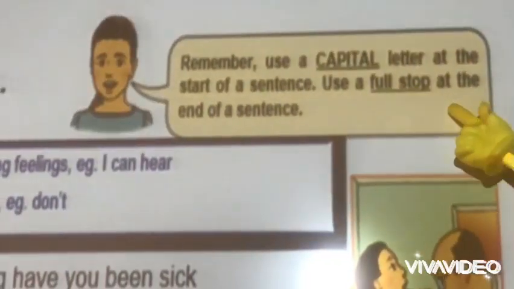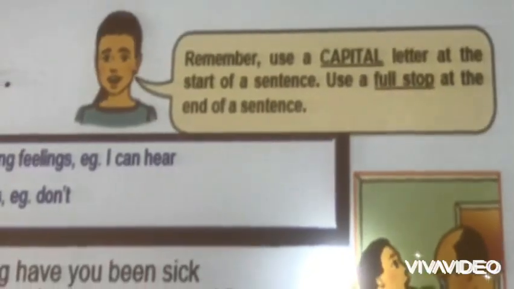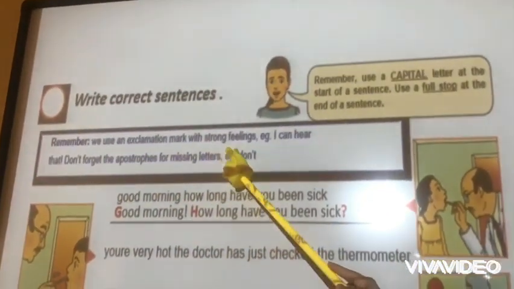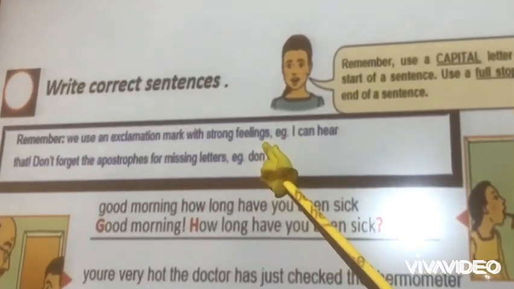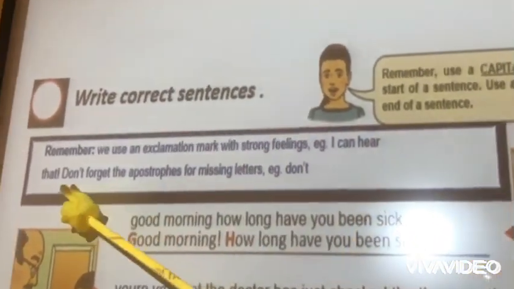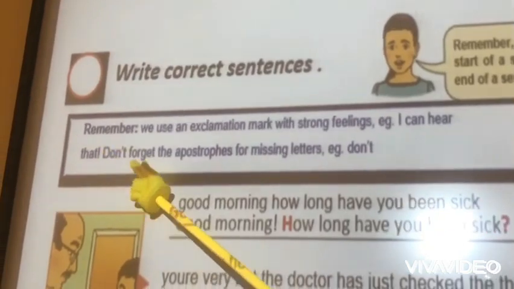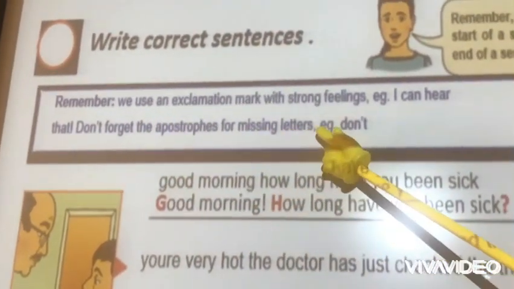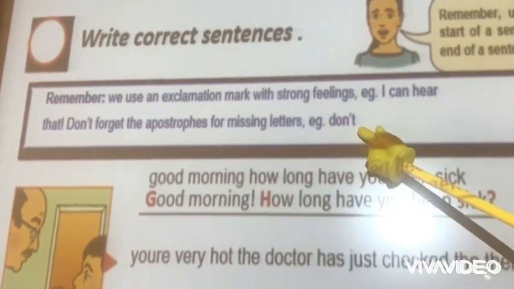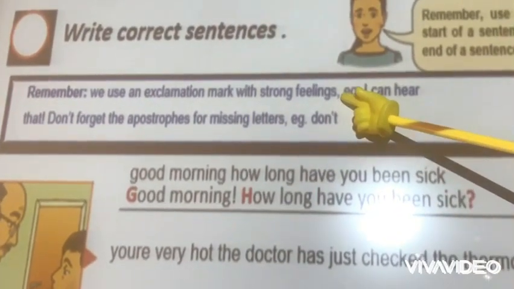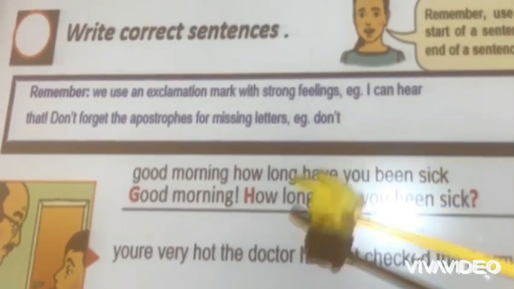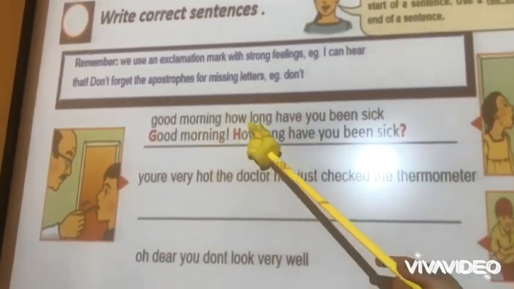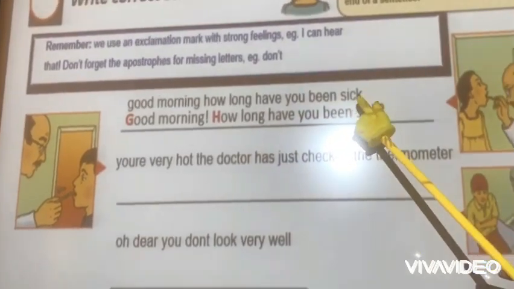We use a full stop. Now, remember, we use an exclamation mark with strong feelings, like when you say, I can hear that. Don't forget the apostrophes. For what? For missing letters, for example, don't. Apostrophes go up, not down. Read the first question. Good morning. How long have you been sick?